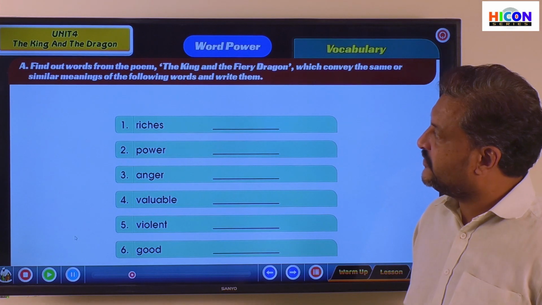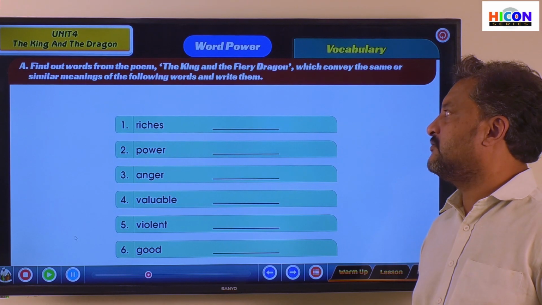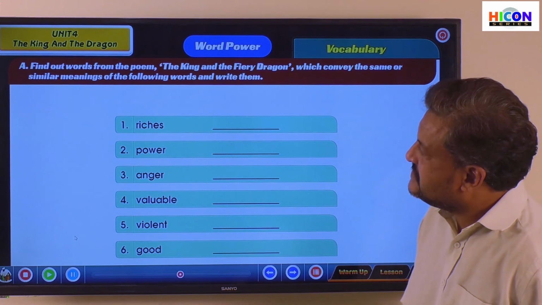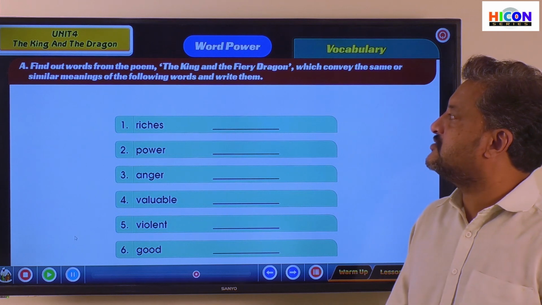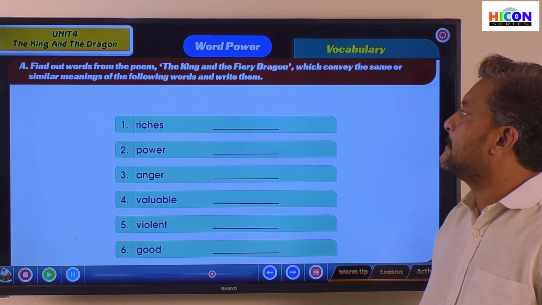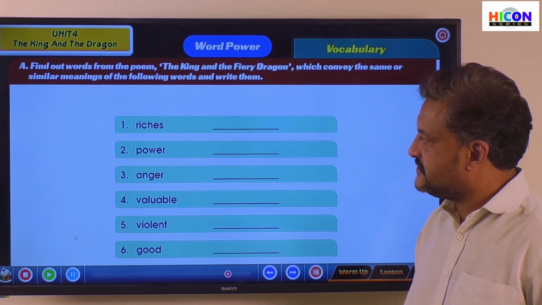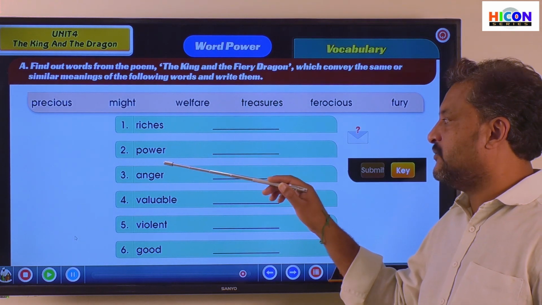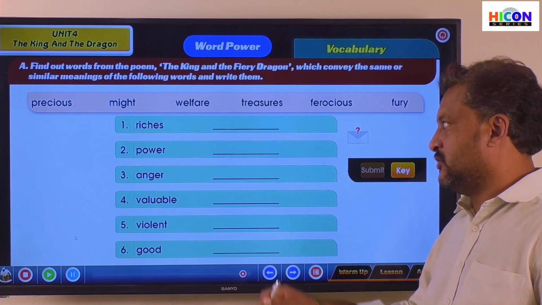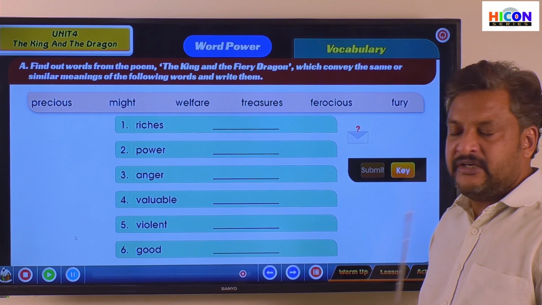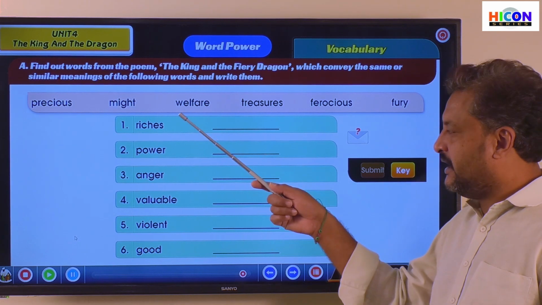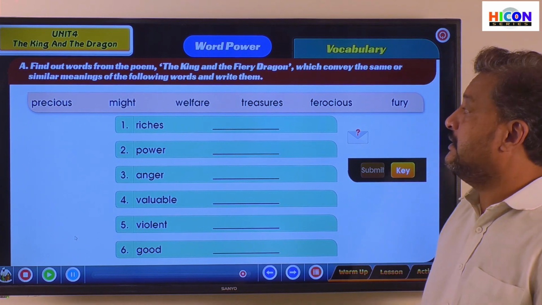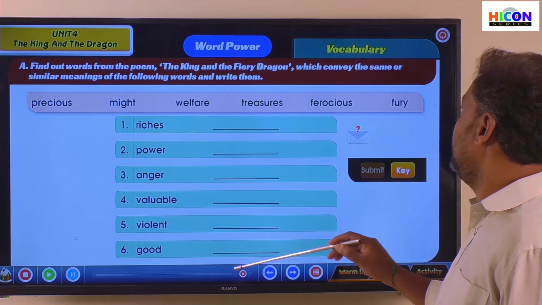Vocabulary. Find out the words from the poem The King and the Fairy Dragon, which convey the same or similar meanings of the following words and write them. So here we have got the words like riches, power, anger, valuable, violent, and good. And we need to find the words which have the same meanings, which are there in the poem, and write it over here. Right.